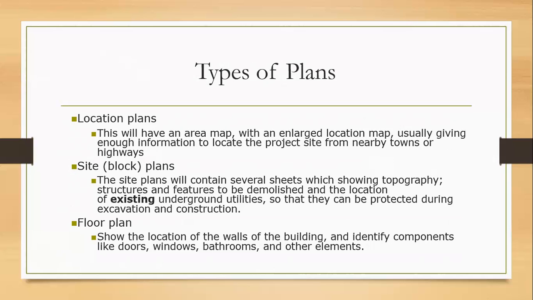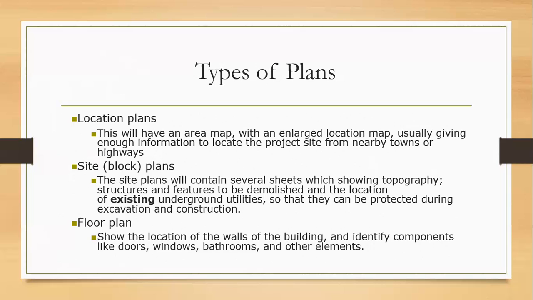So as mentioned in the previous slide, we have 3 types of plans that will be contained in your project set. We have location plans. This is a type of area map with an enlarged location map, usually giving enough information to locate the project site in relation to nearby towns and highways. So you can see a fairly large geographic area within which your proposed site is located, so you can see locational context.